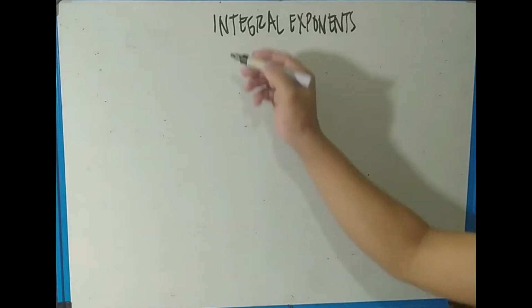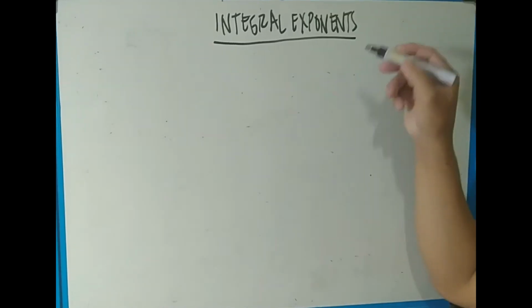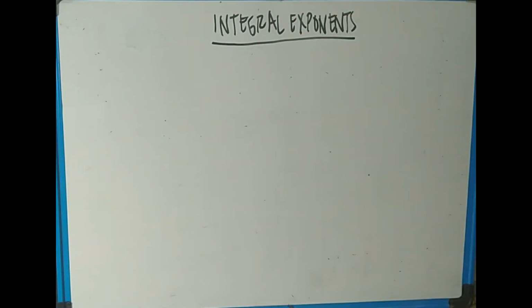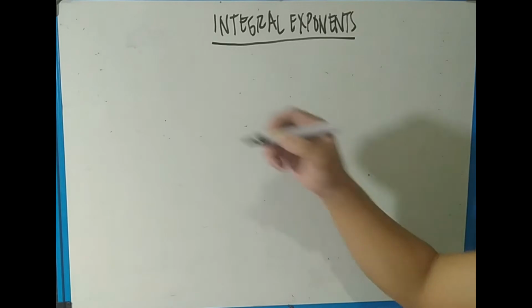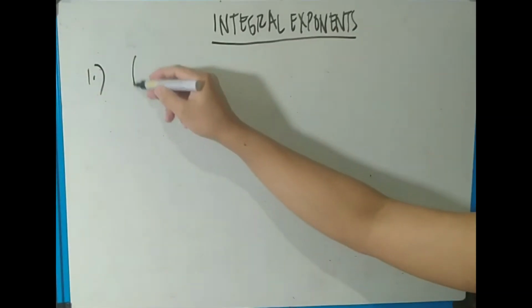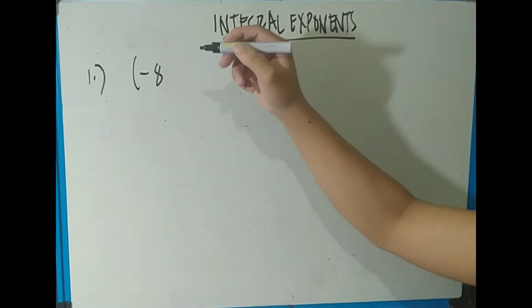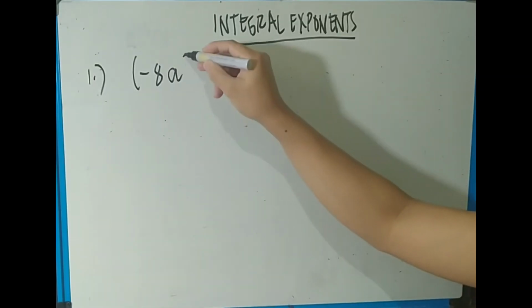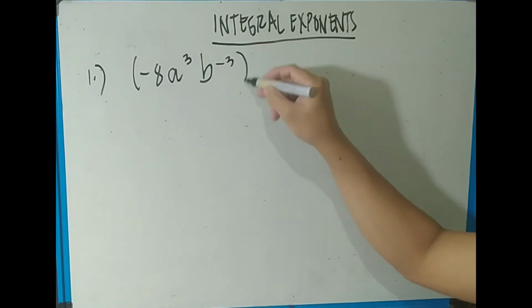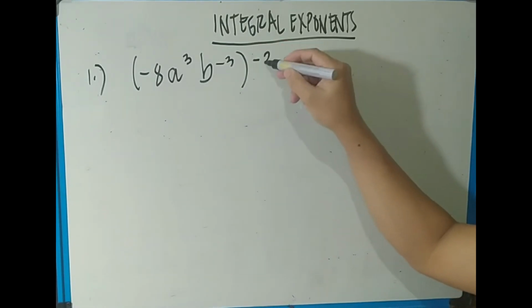Okay, so when we say integral exponents, it is all about an exponent which is a positive or negative or pwede rin siyang fraction. So we will be simplifying that. Okay, let's say for example number 1. Let's say we have negative 8, we have a cubed, then b negative 3, and raised to negative 2.